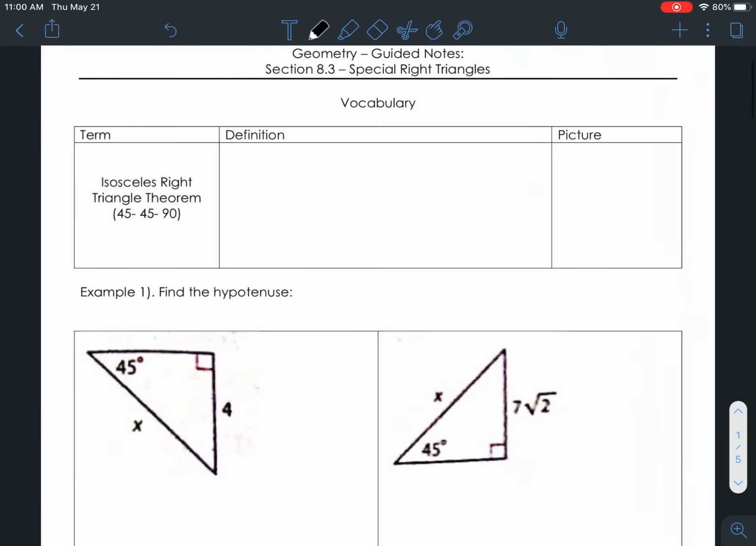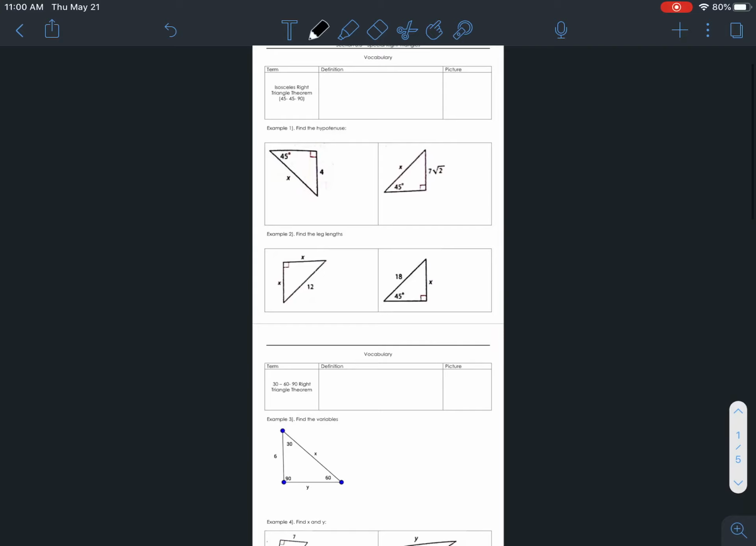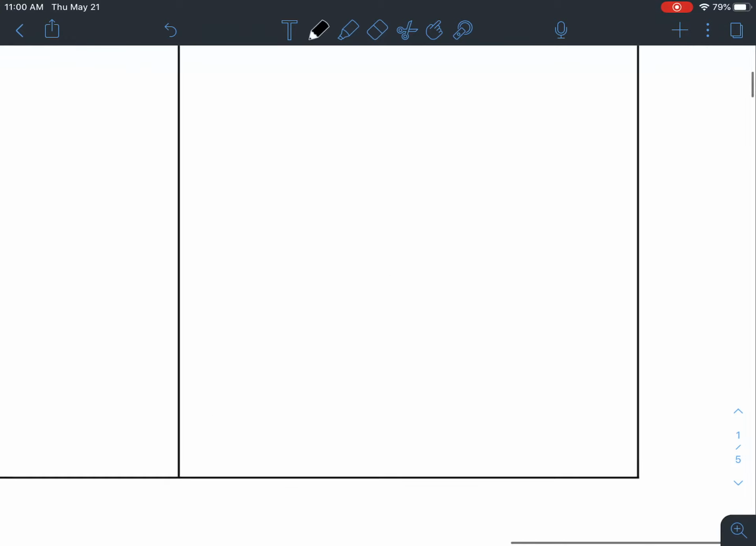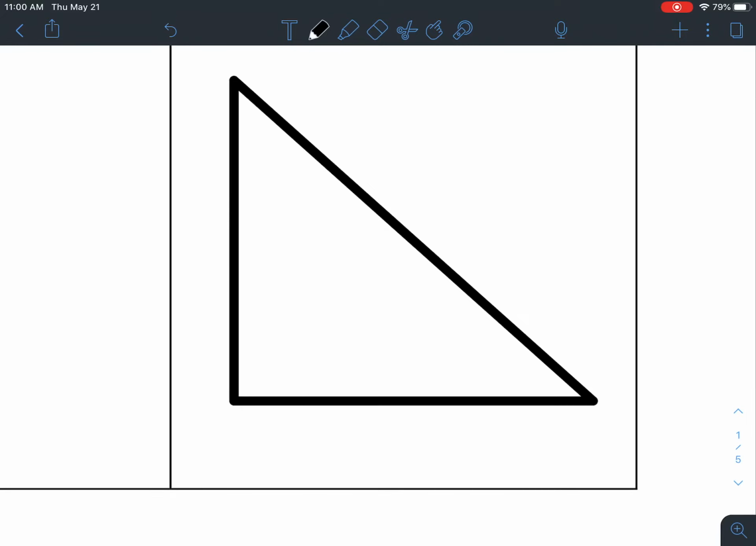Okay. All right. So we have the isosceles right triangle theorem. And what you're going to notice is that a lot of what we're doing today is based off of formulas. So I actually want to draw a picture first. We're going to draw an isosceles right triangle.